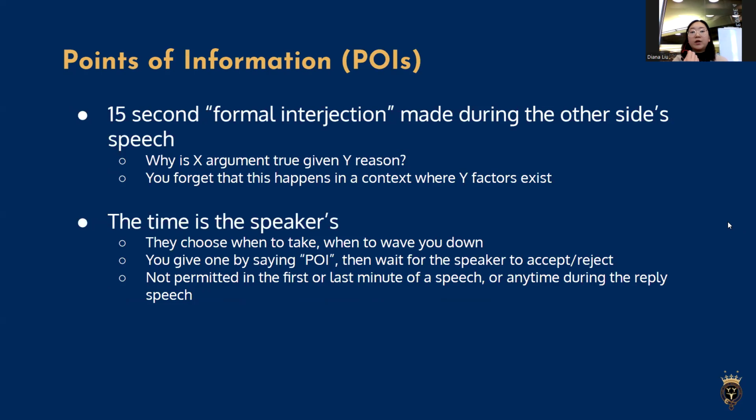Right. And moving on to points of information. So a POI is a formal interjection within the round made during the other side's speech. Common POIs are to poke holes in whoever's speaking's arguments. So while they're speaking, you should be taking notes and trying to formulate a POI that will be really detrimental to their case. Common POIs include, why is this true given whatever reason, or pointing out a context in which their argument does not work.